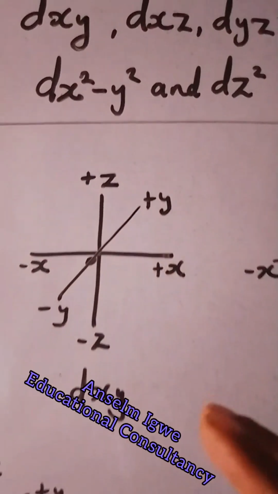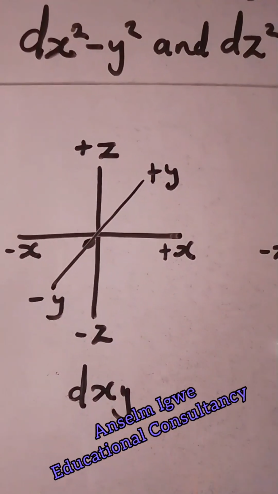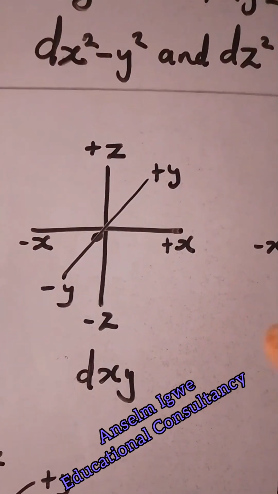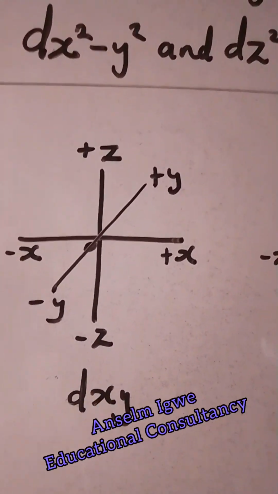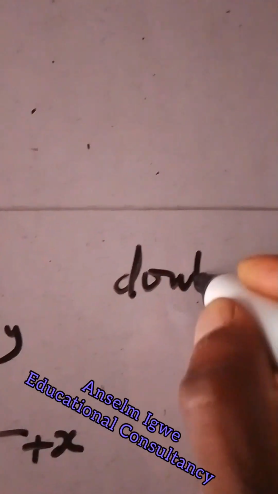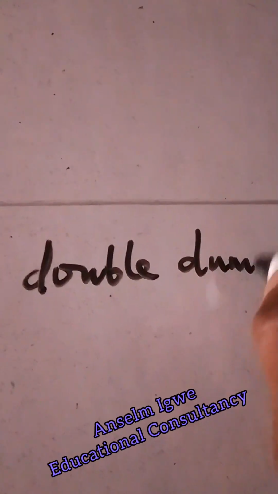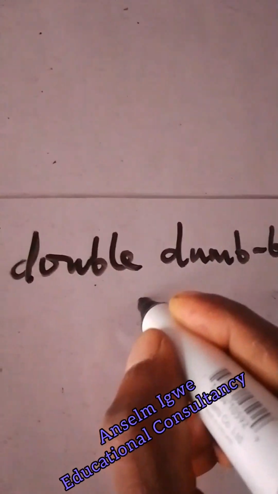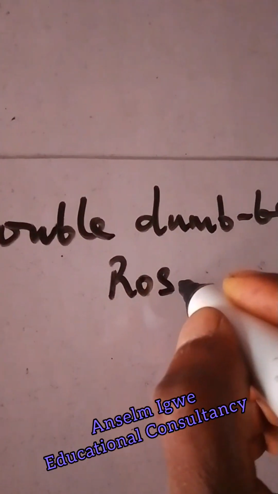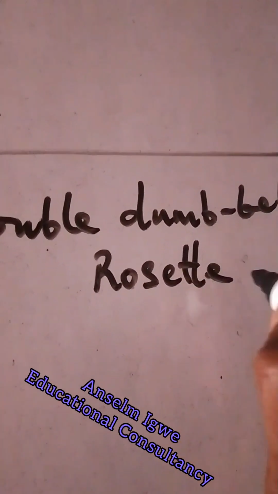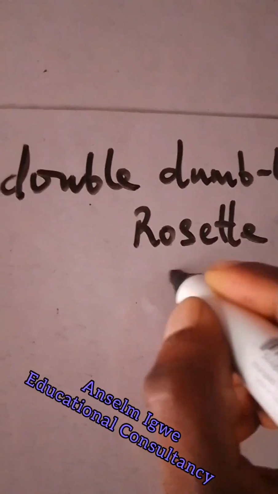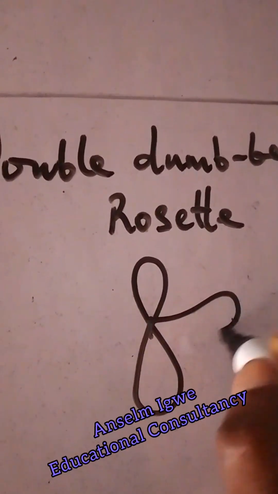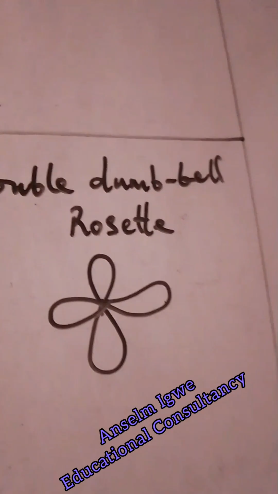The logic behind drawing the dxy orbital is this. Remember, the shape is double dumbbell. Or you call it rosette. Rosette shape, which looks like this. That is the shape of d orbital.